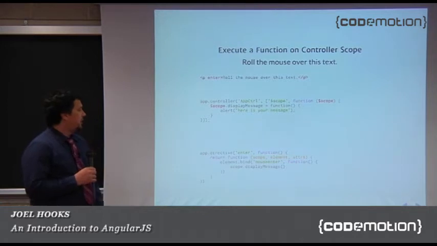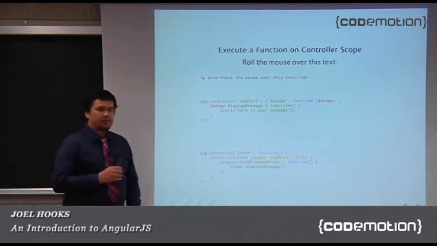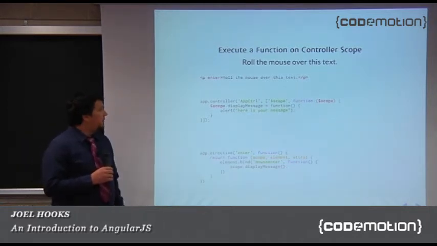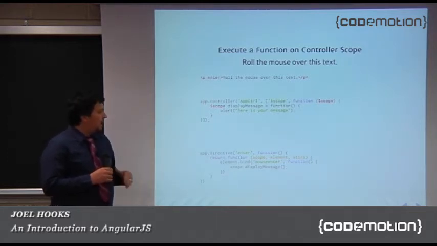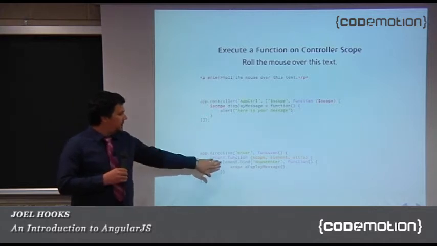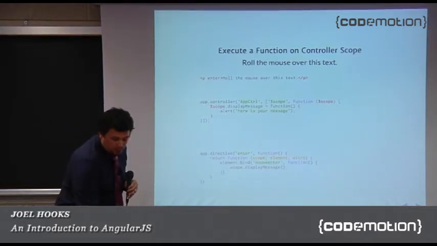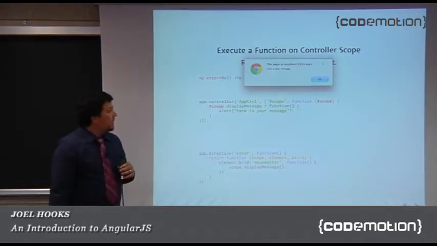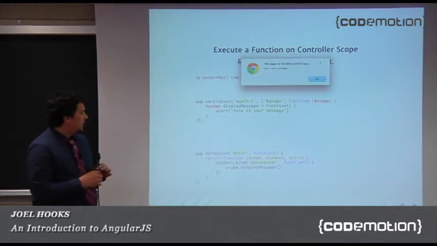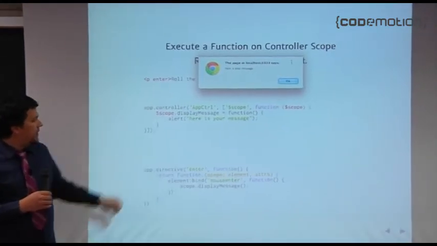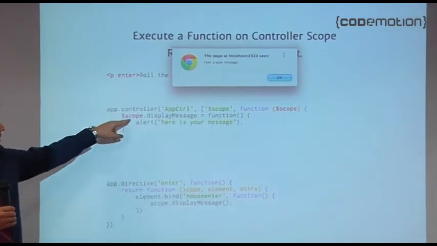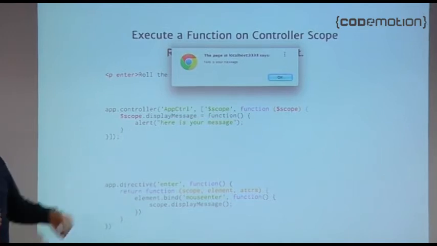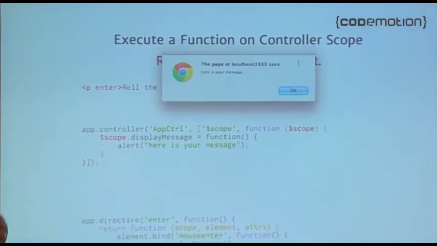So here's a directive that I wrote, and this is a super simple directive, and it's called enter. What this is looking for is for you to roll the mouse over that text. And once you do, this directive is bound to the mouse enter. So when we roll over that, we get the alert, which is here in our controller. So what this directive is doing is actually calling the display message method on this controller, which is what brings up the alert.